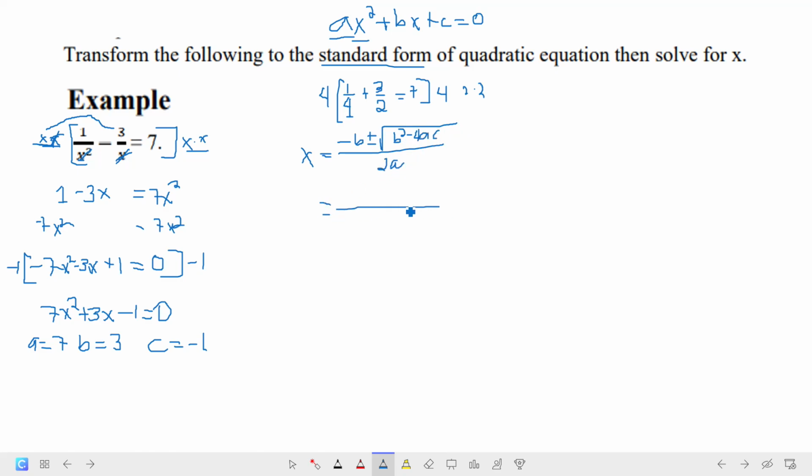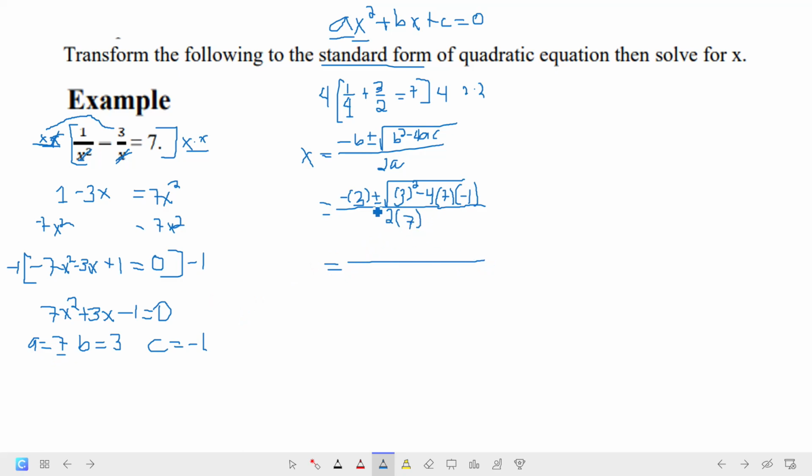Substitute again to this formula sa negative. Then we will replace the value of b, which is positive 3. Then plus minus square root of yung b natin ulit. Ang b natin is 3, positive 3. Do not forget the square. Minus 4. Yung a natin is 7 times c, which is negative 1. And proceed to the denominator. 2 times a is 7.